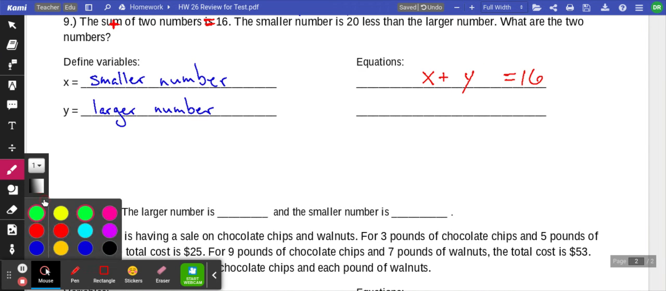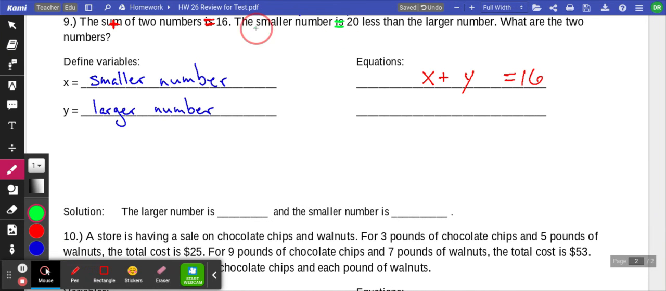For the second equation, though, it says "the smaller number is." So there's that word "is" again for our equal sign, okay? So the only things that go before the equal sign will be mentioned right here, the smaller number. And we said just a moment ago that x is our smaller number. So that tells me this equation starts out with x equals. And then it says "20 less than the larger number," which means to take 20 away, to subtract 20 away from the larger number. So we will have y minus 20 for this one.